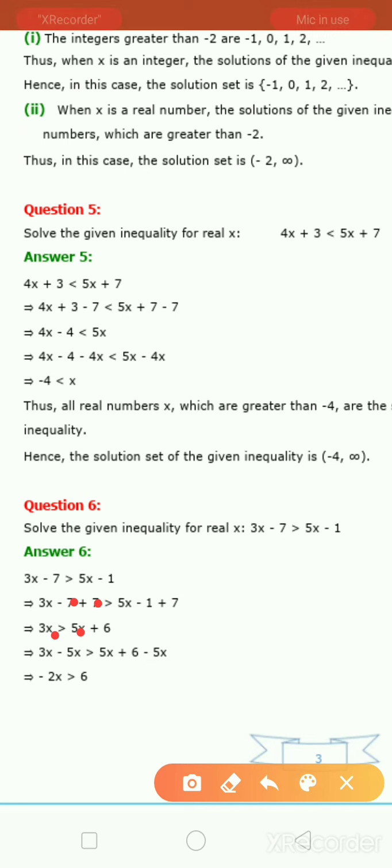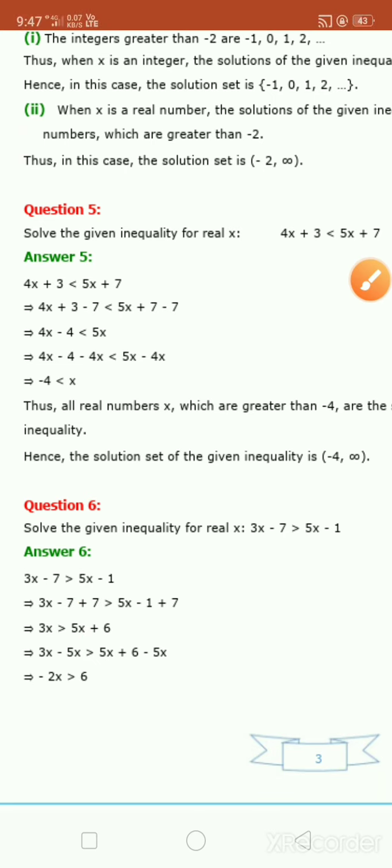You can make any one variable zero by subtracting here. So if you are making 5x to 0, you will get 3x minus 5x is greater than 5x minus 5x plus 6. You will have 3x minus 5x. It is not a square because it is a subtraction or addition. You will not get a square here. 3x minus 5x is equal to minus 2x. The sign is minus, so it becomes 0 is greater than 6.